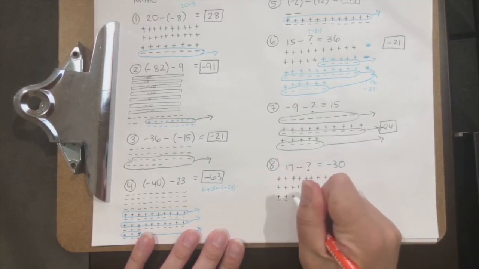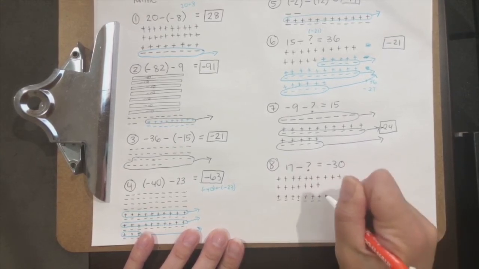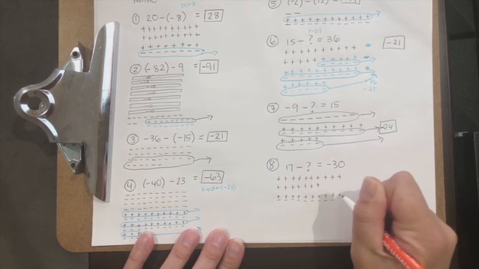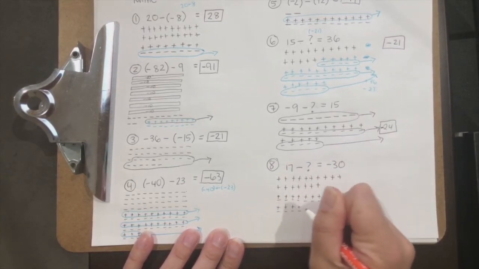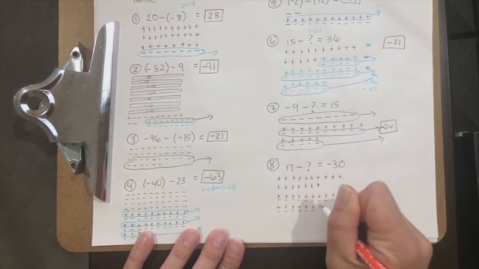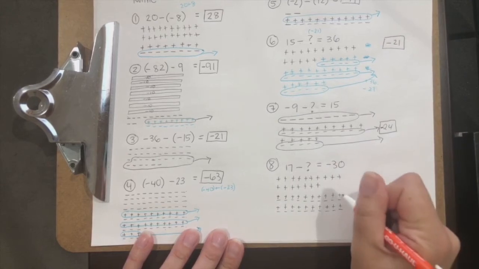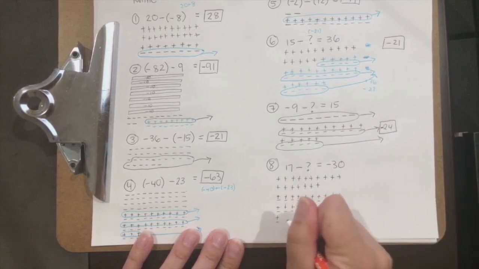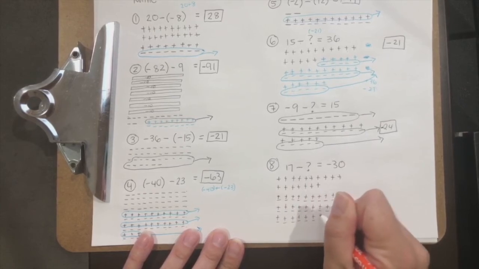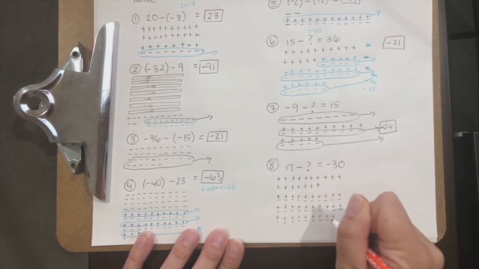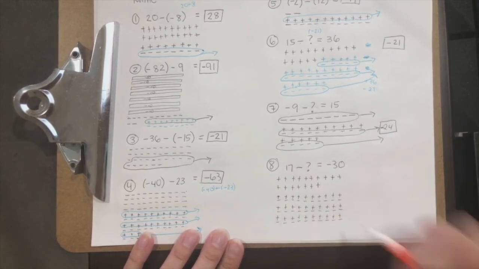1 through 10. 1 through 10. So now there's 20 zero pairs. 1 through 10. There's 30 zero pairs. 10, 20, 30.